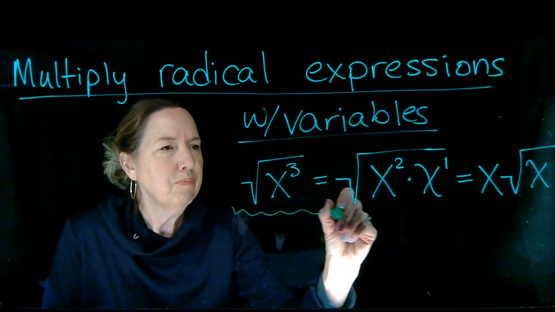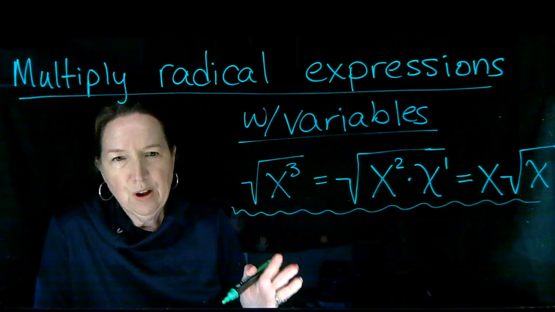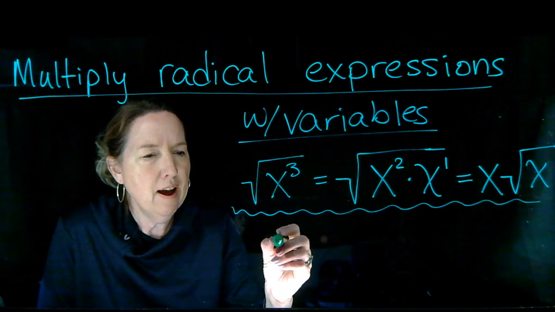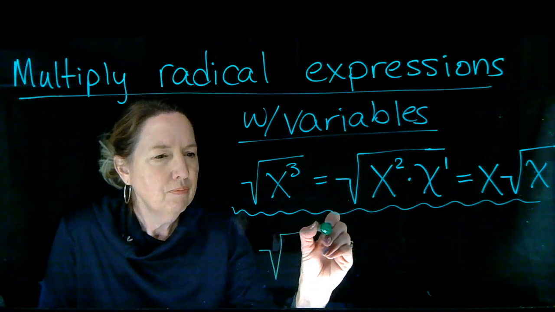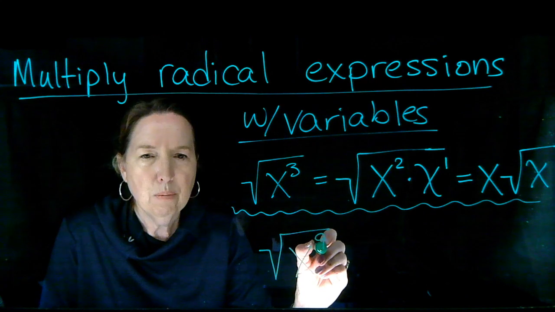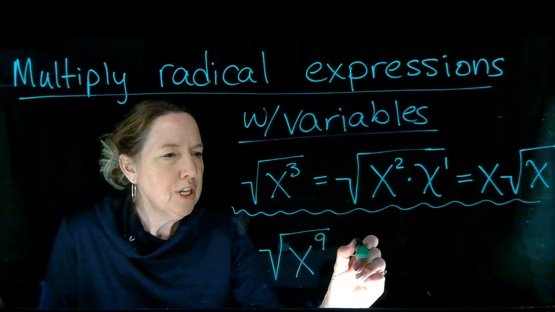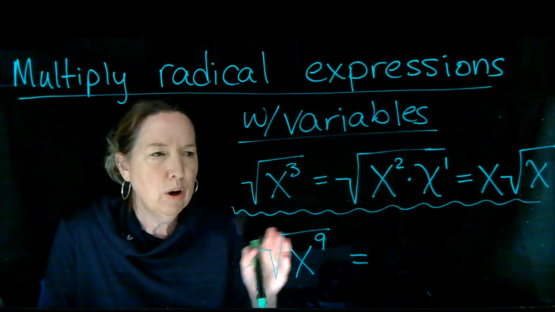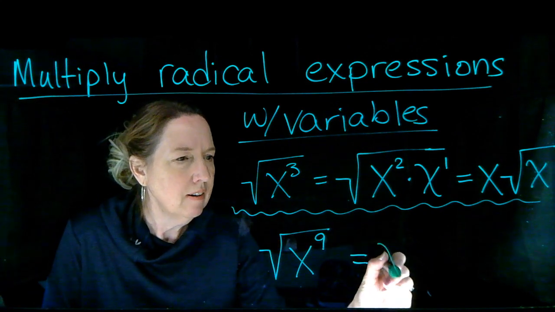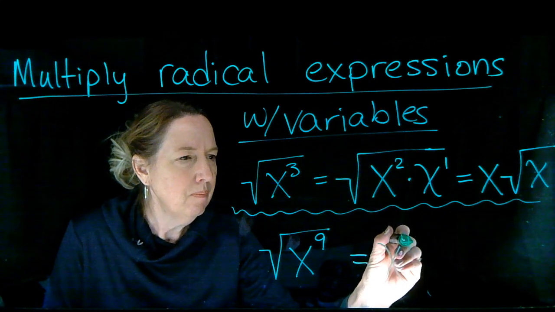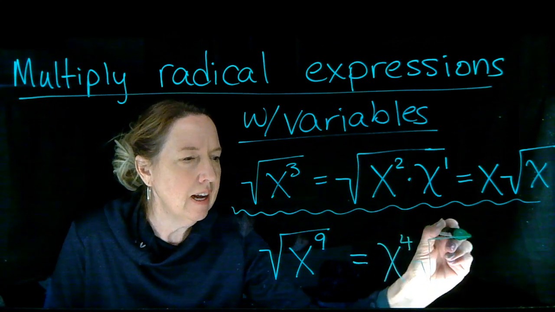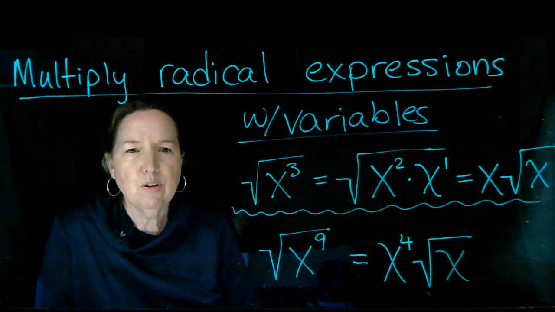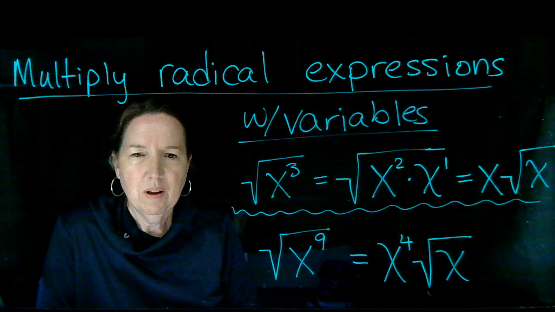Here's another one. Much faster. You can very soon do this in your head. So suppose I have the square root of x to the 9th power. I'm going to think about x to the 8th power. I'm going to take the square root of that, and so I'll get x to the 4th power. But that odd x, the extra one, if you will, is still there. And so this is our final answer for this particular problem.